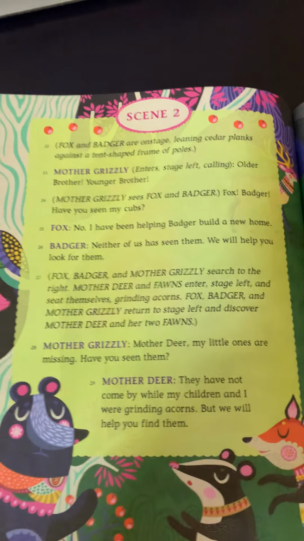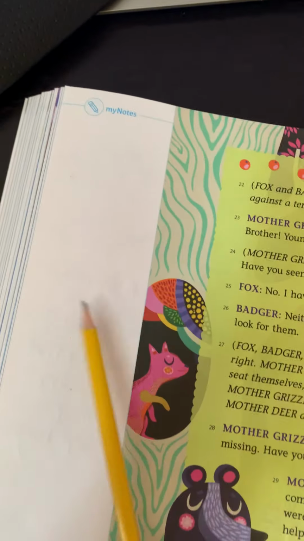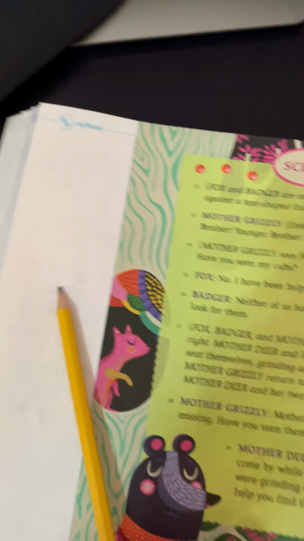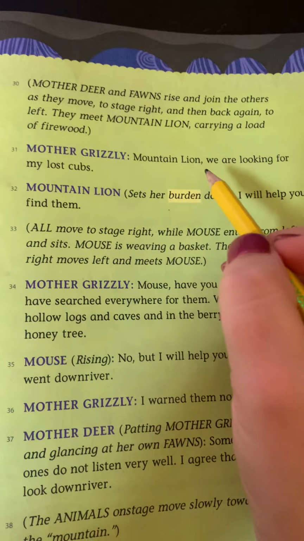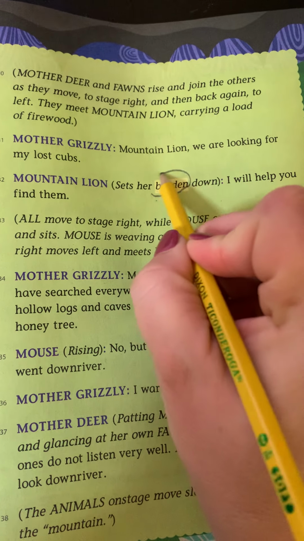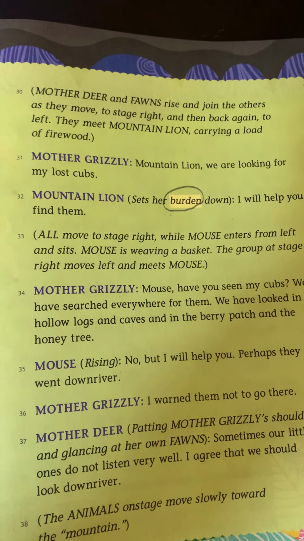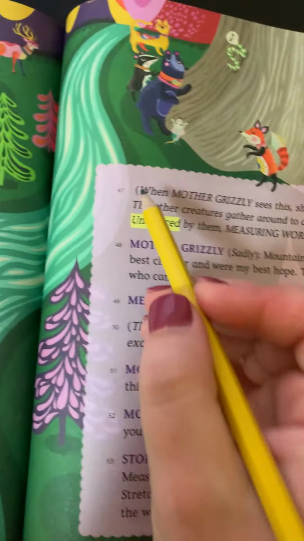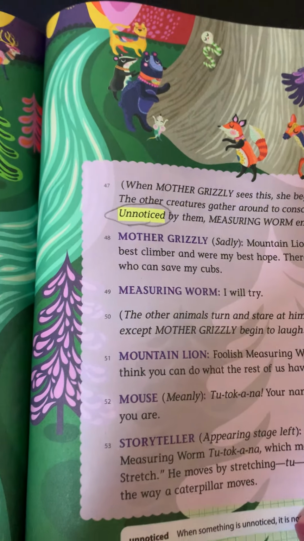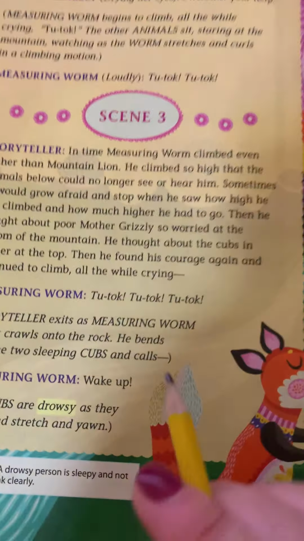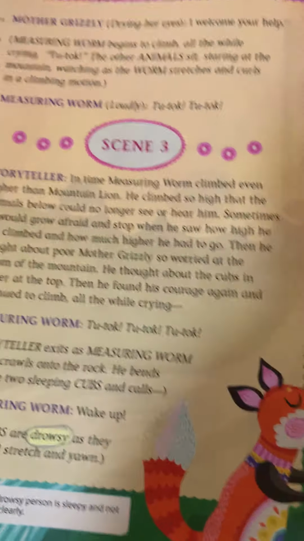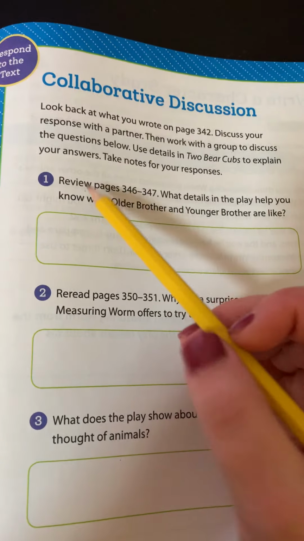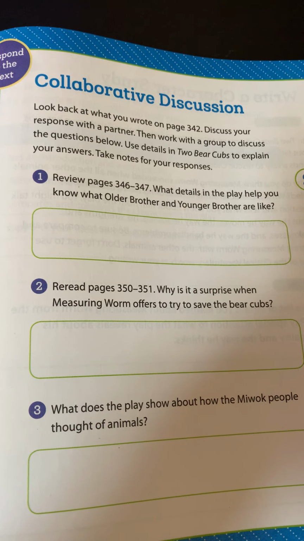So now you're going to go into scene 2. What I expect is as you read, I expect you to be taking jotties on the side or notes to the side, okay? In scene 2, you're going to see the word burden, okay? A burden is something that is heavy to carry. You're also going to see the word unnoticed, not seen. And you're going to see the word drowsy, which means sleepy, in scene 3. And then you're going to finish off the story all the way on page 357. Go ahead and answer these 3 questions when you are finished.